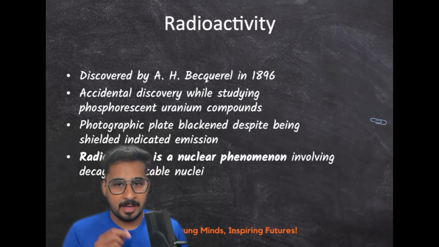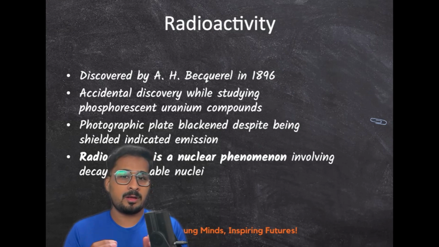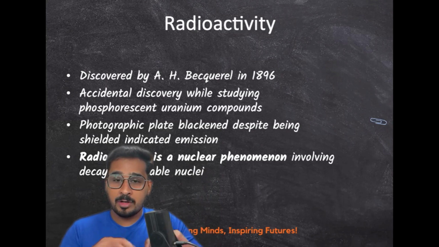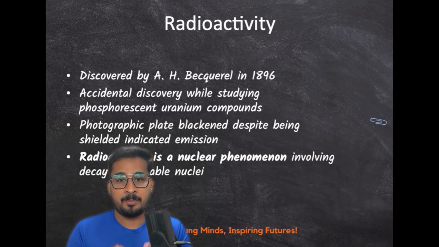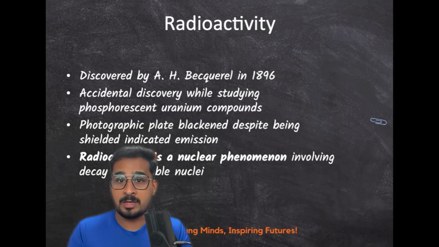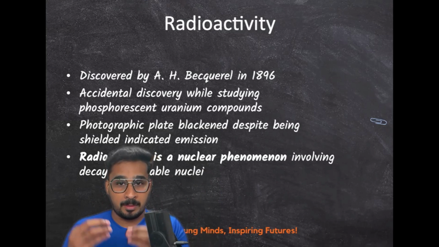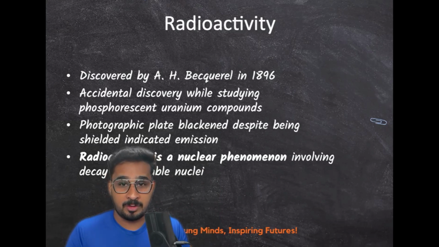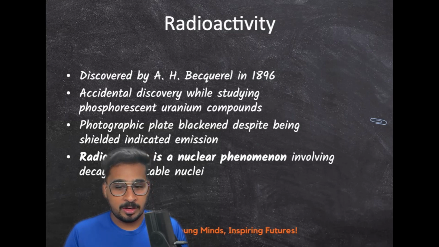Radioactivity was discovered by Henry Becquerel in 1896. He discovered it purely by an accident. They took a material and covered it with some kind of paper, and there was a photo paper in the back end. Even though the material was covered with the paper, there were some deposits on the photo paper, which he concluded meant that something is being emitted from the material, piercing the paper and hitting the photographic plate. So radioactivity is a nuclear phenomenon involving the decay of unstable nuclei.